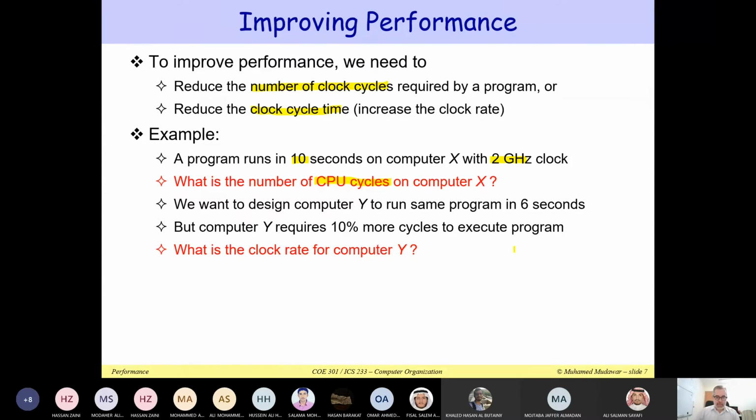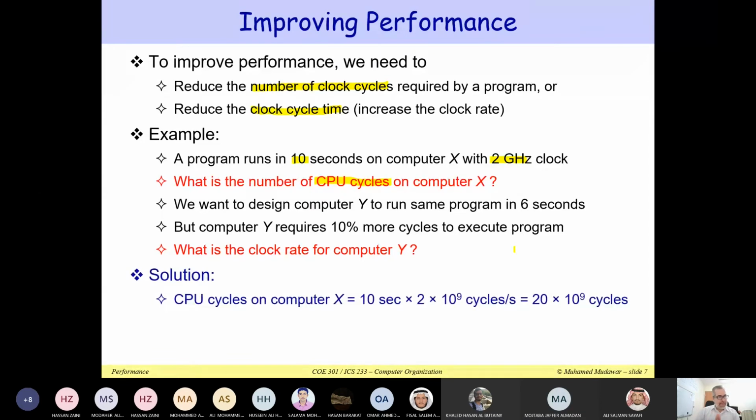That's the question. So multiply 10 seconds by 2 billion cycles per second, you get 20 billion cycles. So in 10 seconds, there are 20 billion cycles. That's the number of CPU cycles in 10 seconds if the clock frequency is 2 gigahertz.